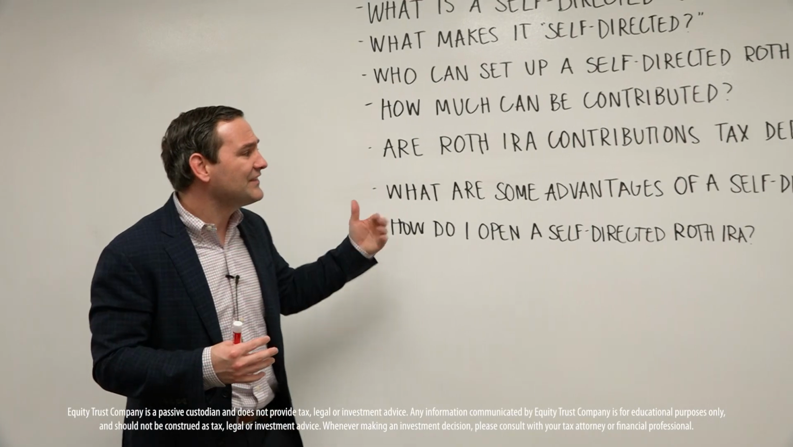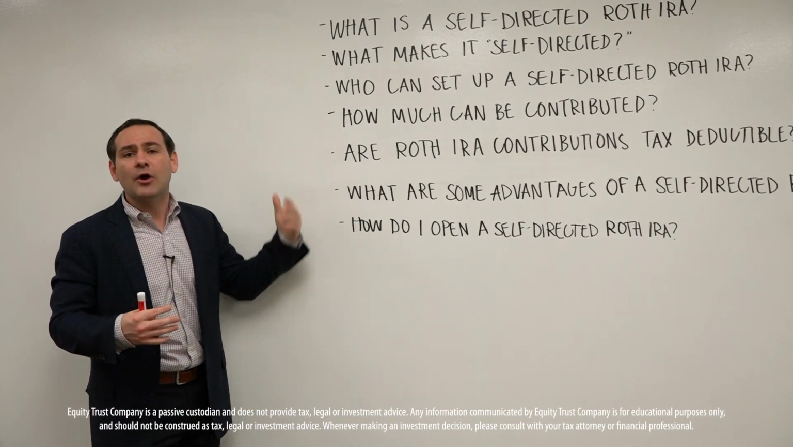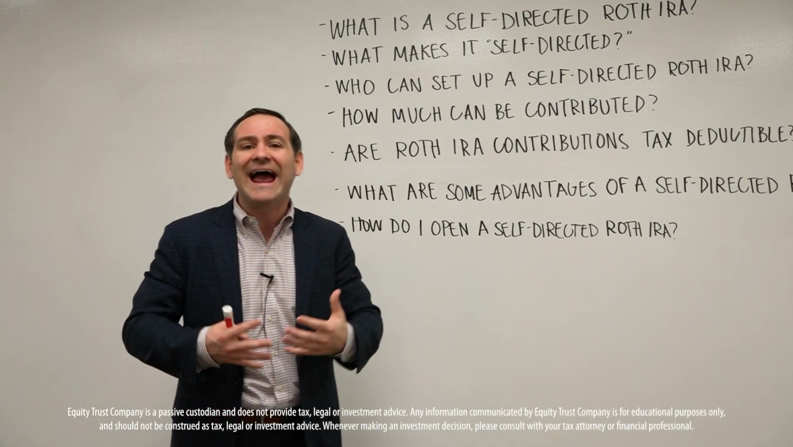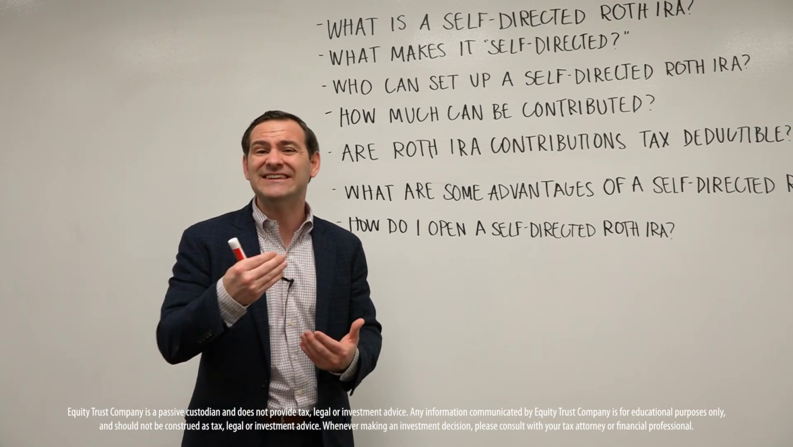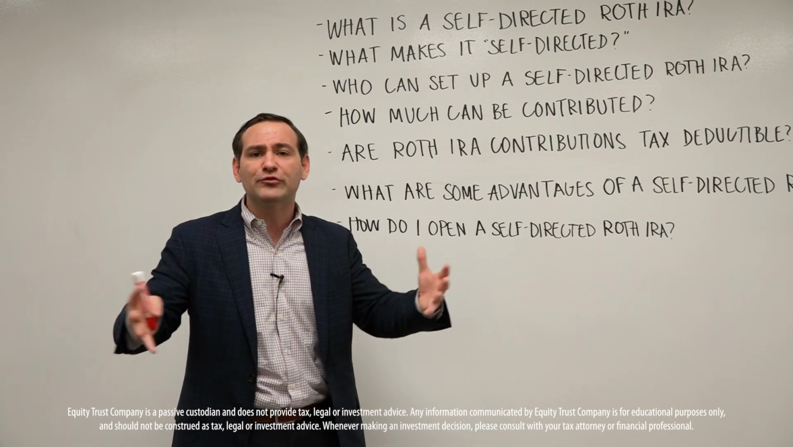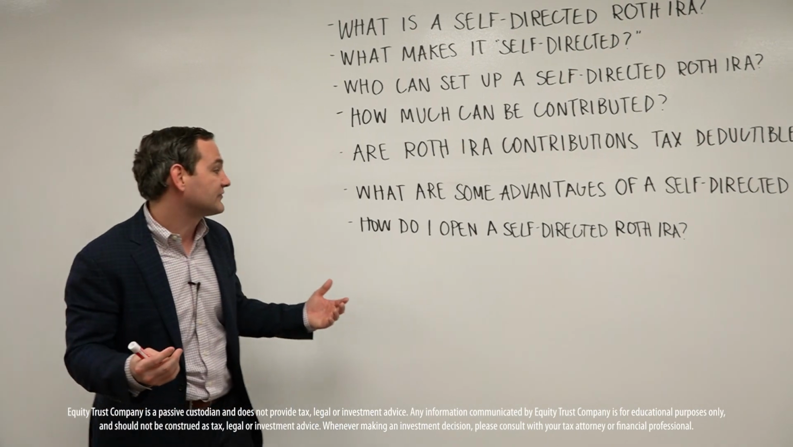So that would be the first advantage with the self-directed Roth IRA, is that you can invest in just about anything. And then the second advantage would be what we already sort of talked about, which is the tax nature associated with the self-directed Roth IRA. It's seeded with after-tax money, it grows tax-free, and distributions are tax-free.